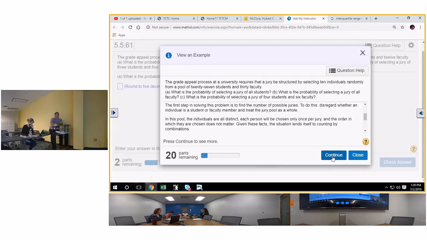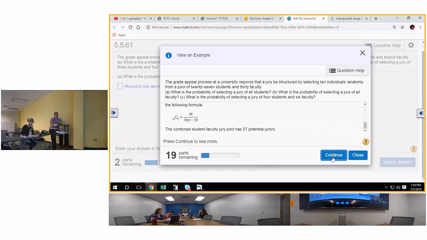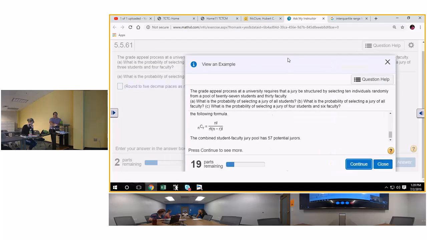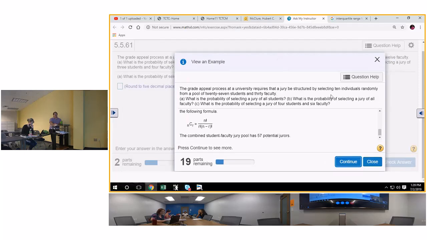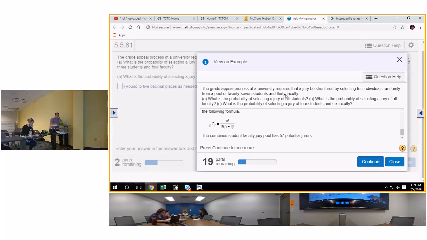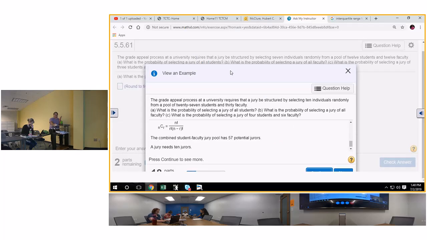Yep, combination. Just want to make sure I was right because I haven't seen this one either. So, in this question, it says, selecting individuals for a pool of 27 students and 30 faculty. So we're going to add 12 and 12, so that'd be 24, right? So N is going to be 24. And then you're going to pick, what's the chances of it being 12, 12?